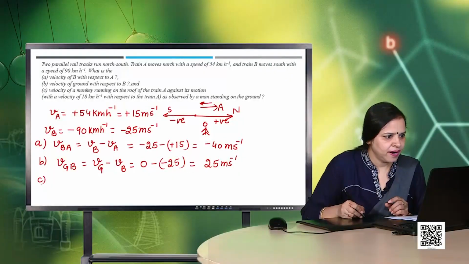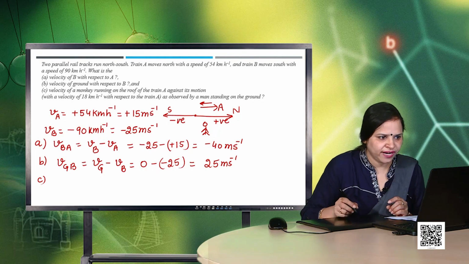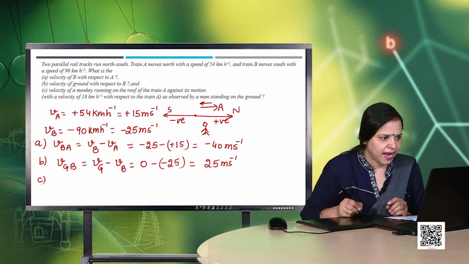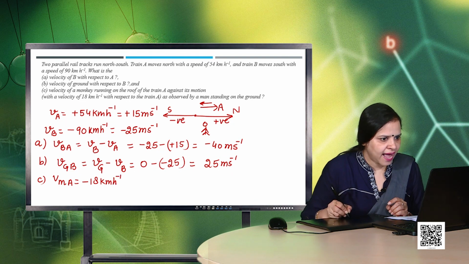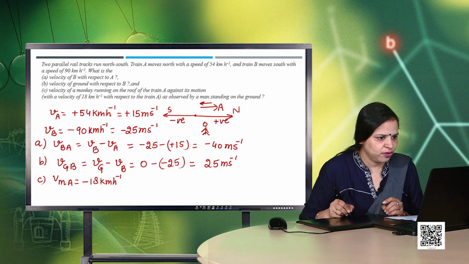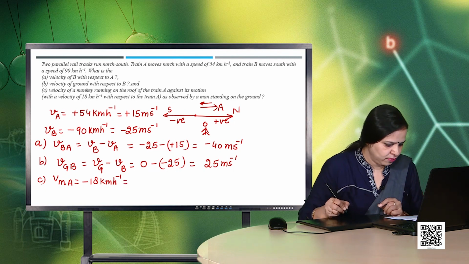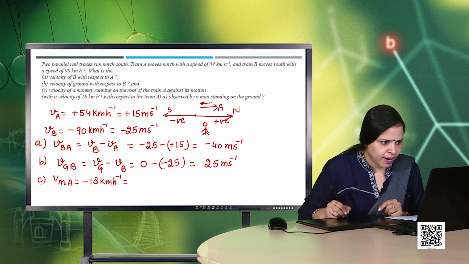Now, in this third part, we need to find the velocity of the monkey who is running on the roof of train A against its motion. What is given is the velocity of monkey relative to train A, which is minus 18 kilometers per hour, since as seen by a man standing on the ground, the monkey is moving towards south. So, that is equal to minus 5 meter per second.